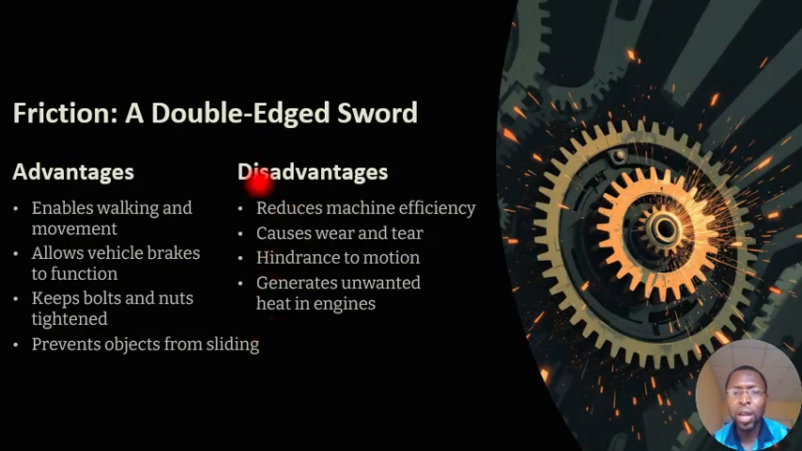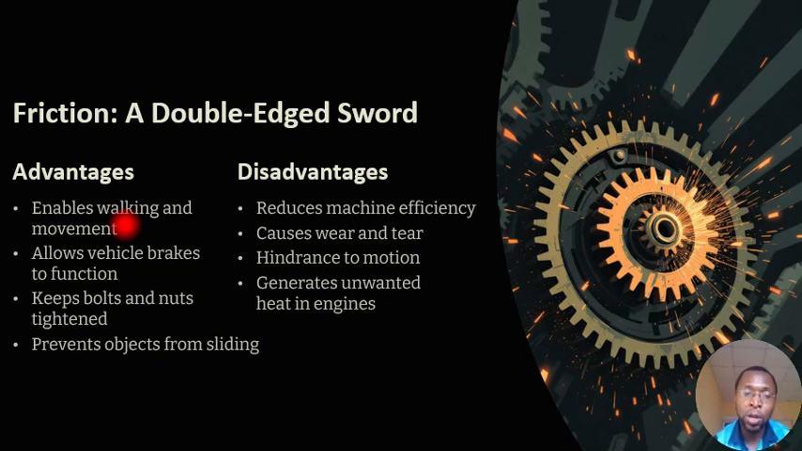Okay. Now friction is a double-edged sword. It means that it has an advantage and it has a disadvantage. Okay. So it can serve a good purpose and it can also be dangerous. Now, when is friction said to be an advantage? Number one, because of friction, we can easily move around and walk with our feet. That's because friction exists between the floor and the sole of our feet. If the friction between the floor and the sole of our feet is very, very low, we would have fallen down while we are walking.